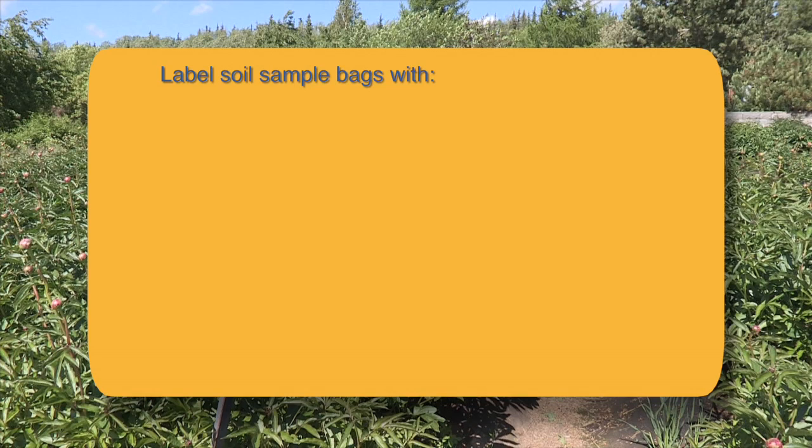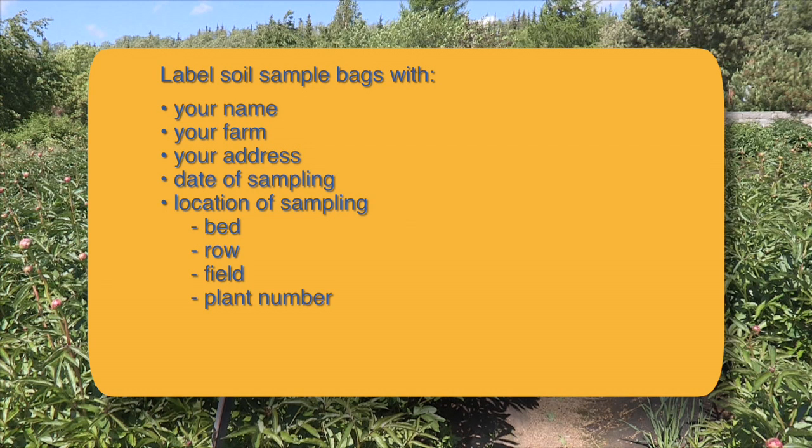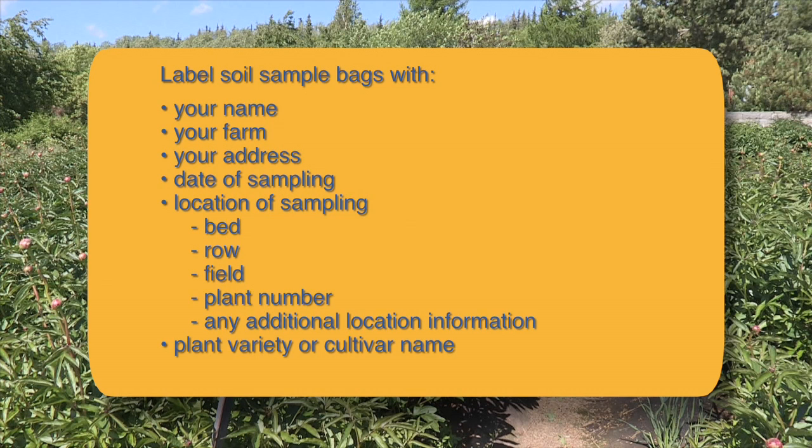The bags need to be labeled with the following information: your name, your farm, your address, the date of sampling, the location of sampling, which includes the bed, row, field, plant number, or anything else that will identify where the sample came from, and the plant variety or cultivar name. If sampling more than one variety, each will have a separate bag, and good or poor plant.